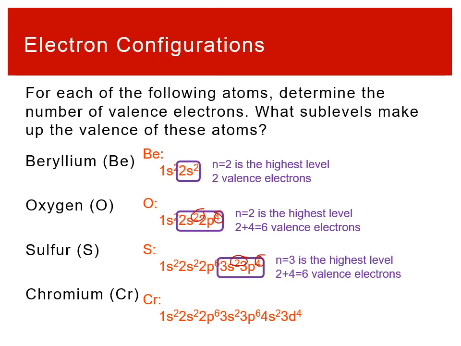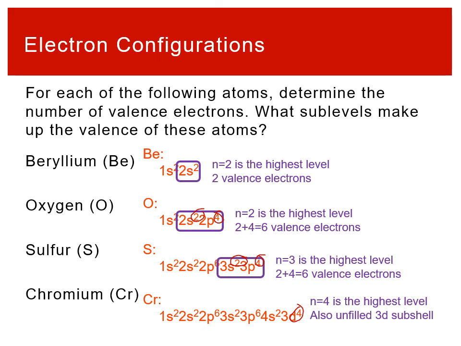Chromium: 1s2, 2s2, 2p6, 3s2, 3p6, 4s2, 3d4. There's a lot of electrons and a lot of different things. But again, we're focusing just on that highest level. Chromium is a transition metal. It shows up in the middle of the periodic table. And so n equals 4 is the highest shell, but there's also a 3d that's unfilled. We can tell it's unfilled because we know that 4 is less than 10. A d can have a total of 10 electrons in there, but we haven't hit that. So it's open, it's unfilled.